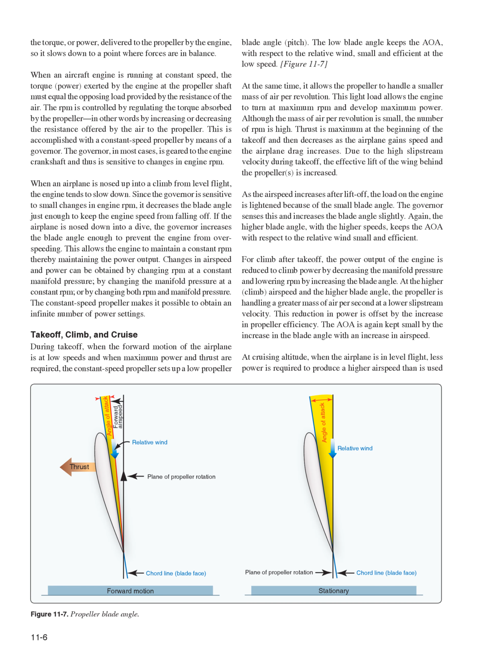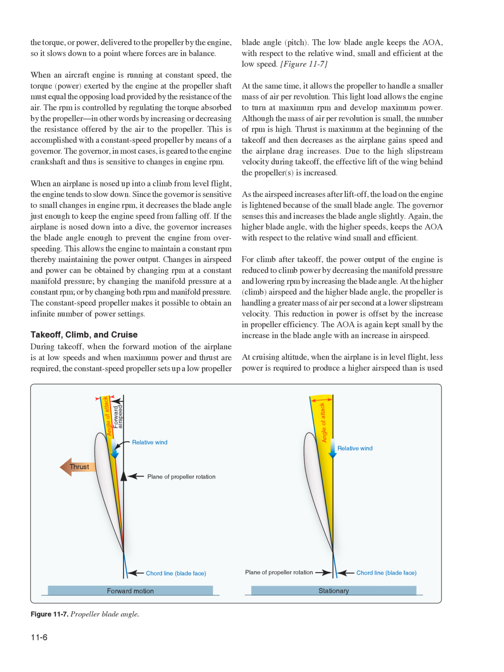When an aircraft engine is running at constant speed, the torque, power, exerted by the engine at the propeller shaft must equal the opposing load provided by the resistance of the air. The RPM is controlled by regulating the torque absorbed by the propeller, in other words by increasing or decreasing the resistance offered by the air to the propeller. This is accomplished with a constant speed propeller by means of a governor. The governor, in most cases, is geared to the engine crankshaft and thus is sensitive to changes in engine RPM.